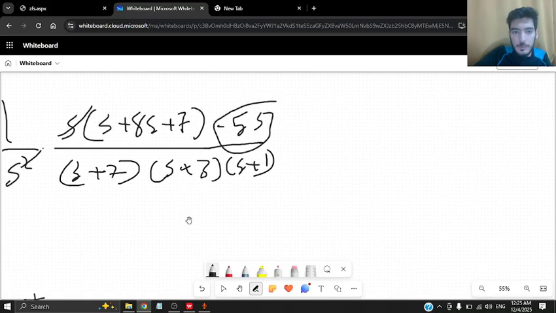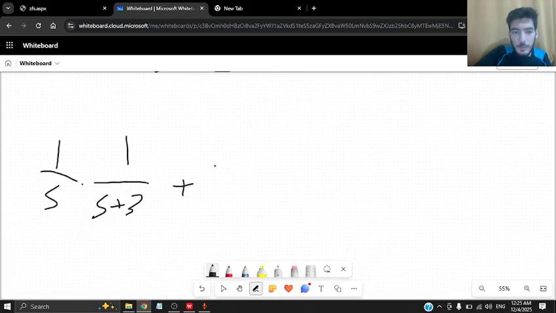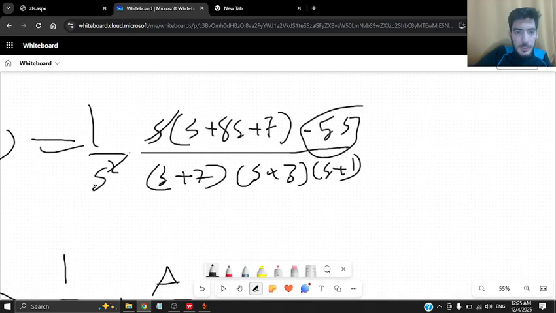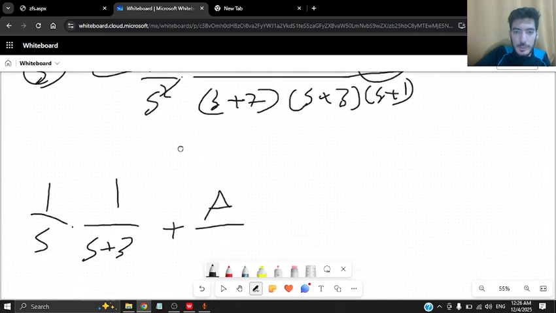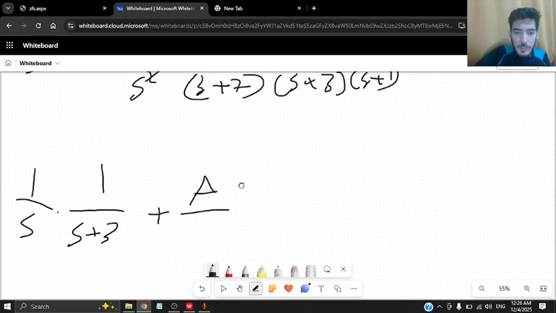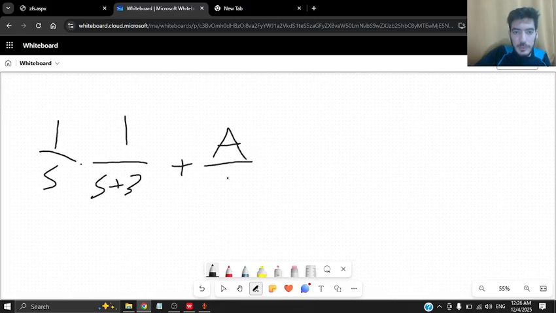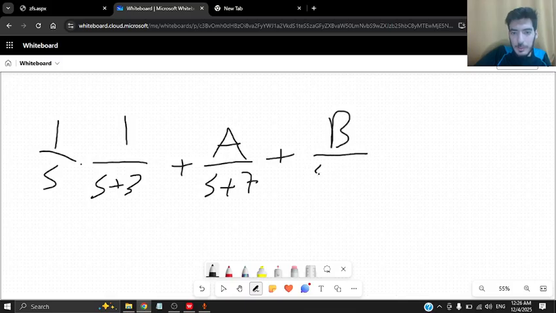And for this one here, I can again do partial fraction decomposition. For this S here it will be cancelled again with this one. So at the top I will have only minus 5. And if I do partial fraction decomposition, it will be A divided by S plus 7 plus B divided by S plus 3 and then plus C divided by S plus 1.